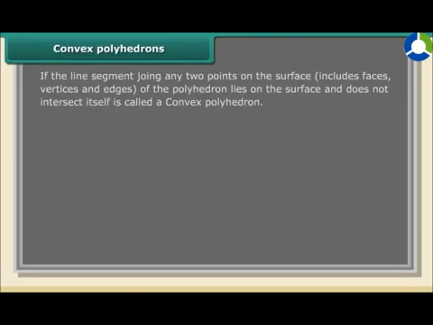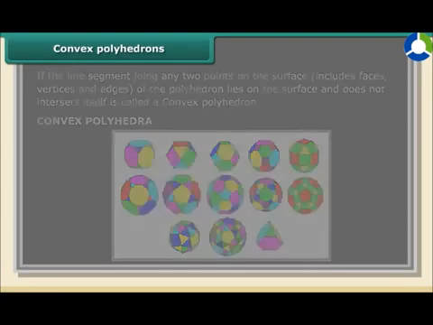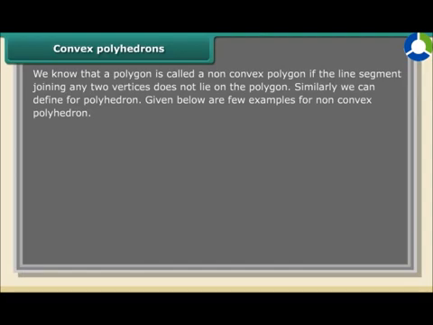Convex polyhedrons. If the line segment joining any 2 points on the surface, including faces, vertices and edges of the polyhedron, lies on the surface and does not intersect itself, it is called a convex polyhedron. We know that a polygon is called a non-convex polygon if the line segment joining any 2 vertices does not lie on the polygon. Similarly, we can define a non-convex polyhedron.